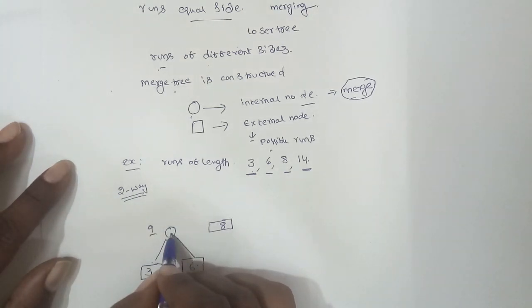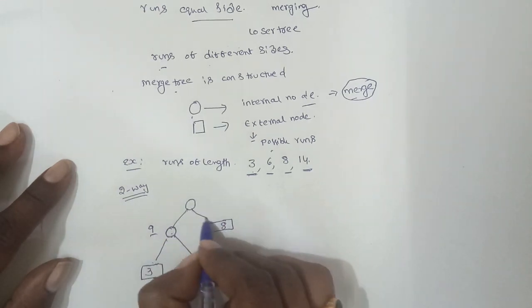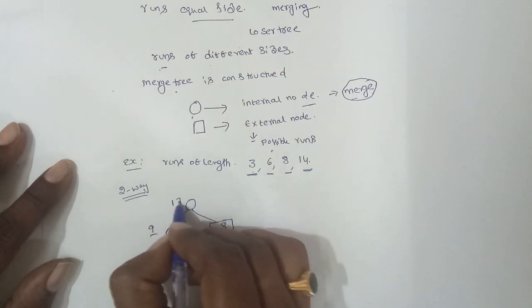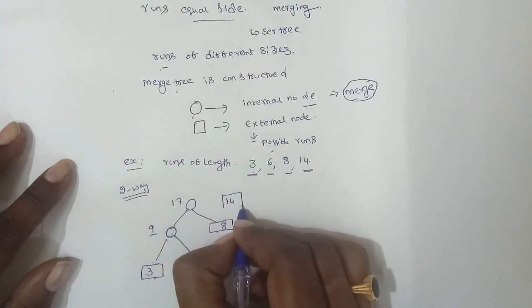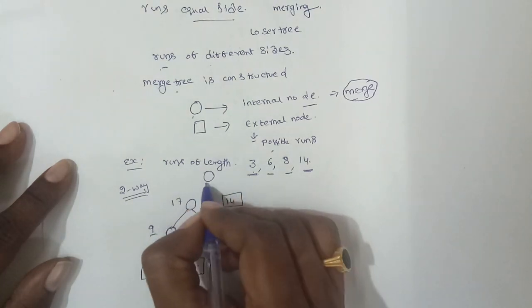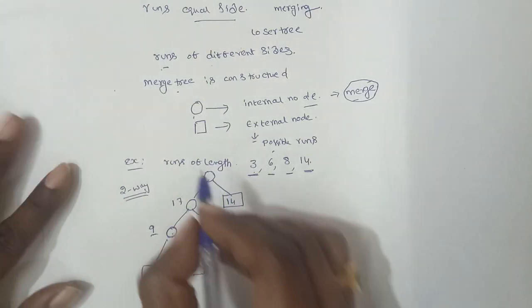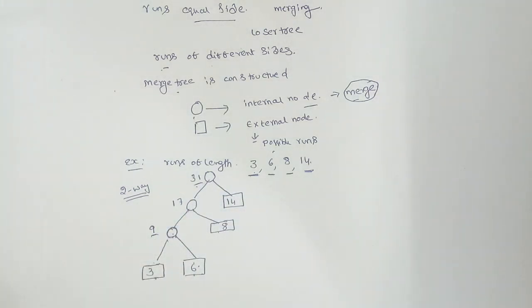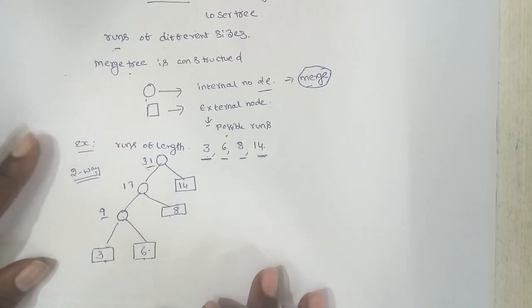Now perform the merge operation with this already merged node and 8. So 9 plus 8, 17. At this level we have 17 records. Now merge with 14. This is the final node. Originally speaking, here we have 31 records. This is one way of merging. We have many ways.